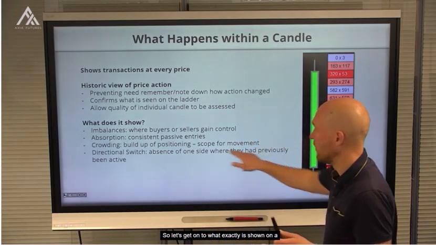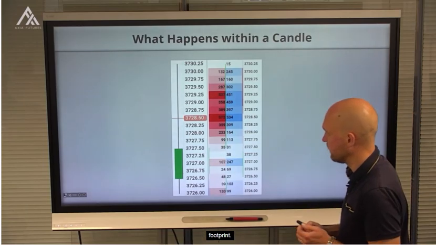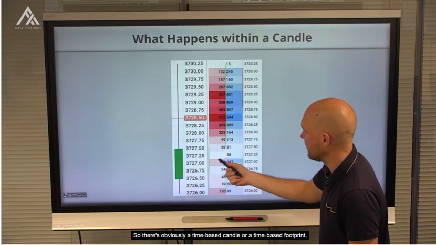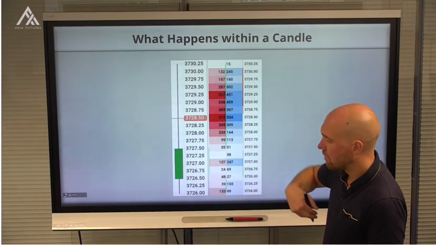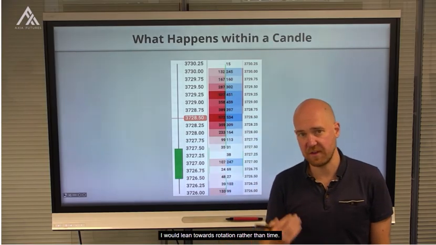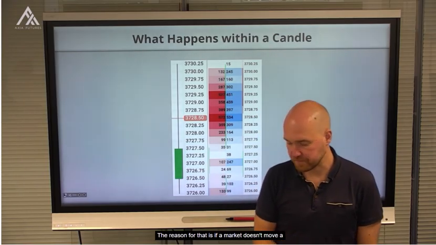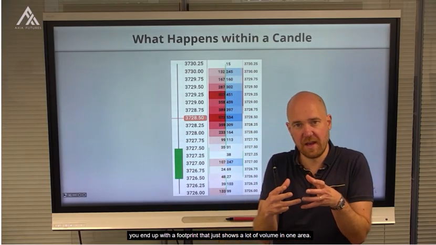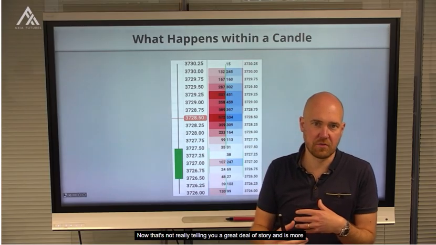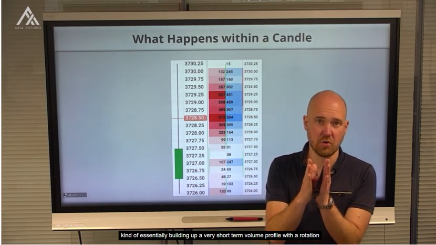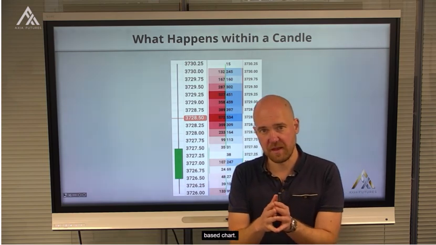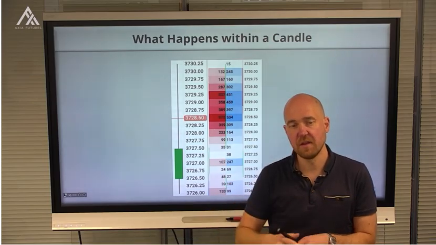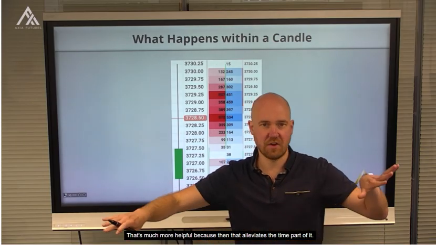So let's get on to what exactly is shown on a footprint. What I've put here is the candlestick next to the footprint of that candle. This is obviously a time-based candle or a time-based footprint. Personally, on footprints, I would lean towards rotation rather than time. The reason is that if a market doesn't move a great deal, you end up with a footprint that just shows a lot of volume in one area. That's not really telling you a great deal of story and is essentially building up a very short-term volume profile. With a rotation-based chart, what you get to see is the movement before a change or before a directional shift. That's much more helpful because it alleviates the time part of it.